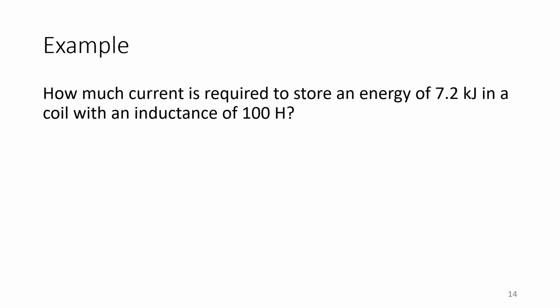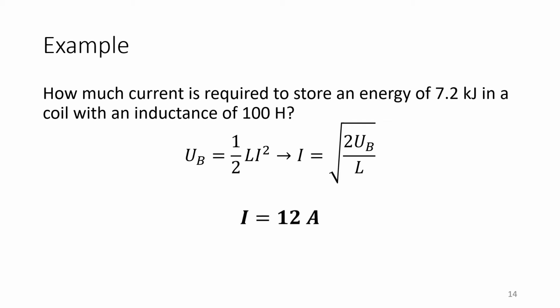Going through another quick example, let's try to figure out how much current is needed to store an energy of 7.2 kilojoules in a coil with an inductance of 100 henries. It's pretty simple. Isolating I from our expression for big U sub B, and direct substitution gives us 12 amperes for current. It's pretty powerful.